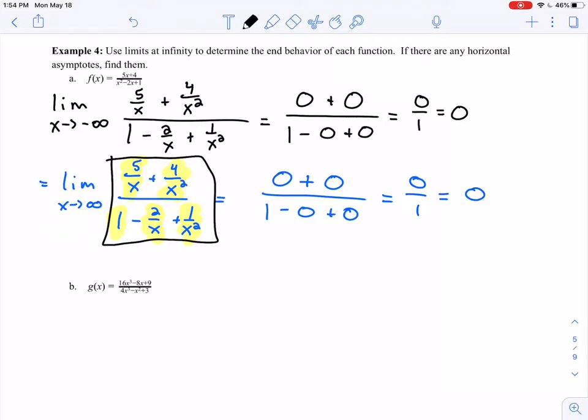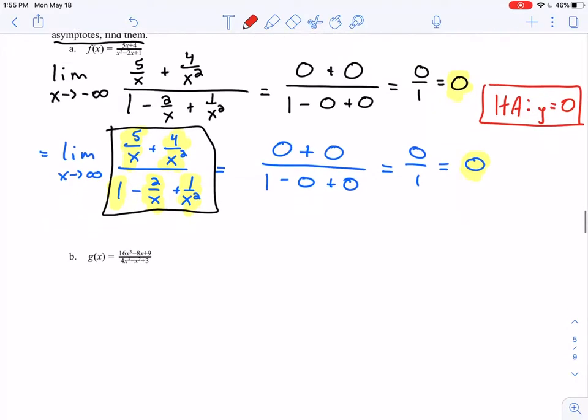The other piece of this says if there are any horizontal asymptotes, find them. And if you have the end behavior, the horizontal asymptotes should follow naturally. The horizontal asymptotes are just going to appear as any finite values you might get back for your end behavior. So if I wanted to talk about my horizontal asymptotes over here, I would say I have a horizontal asymptote at y equals 0.